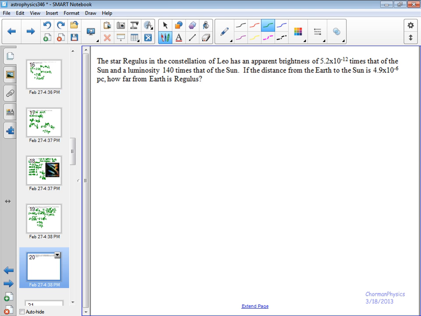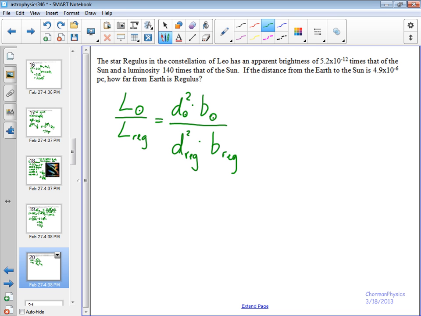We could do the same thing here for Regulus. We know the apparent brightness, and we have been given the luminosity, so we don't even have to worry about using the HR diagram here. And we know the distance from the Earth to the Sun, how they compare. So what this is looking for us to do is one of those fun IB ratios. It's looking at the ratio of the luminosities, L of the Sun over L of Regulus. We can say it's just equal to d squared Sun times the brightness of the Sun, of course getting rid of the 4 pi.